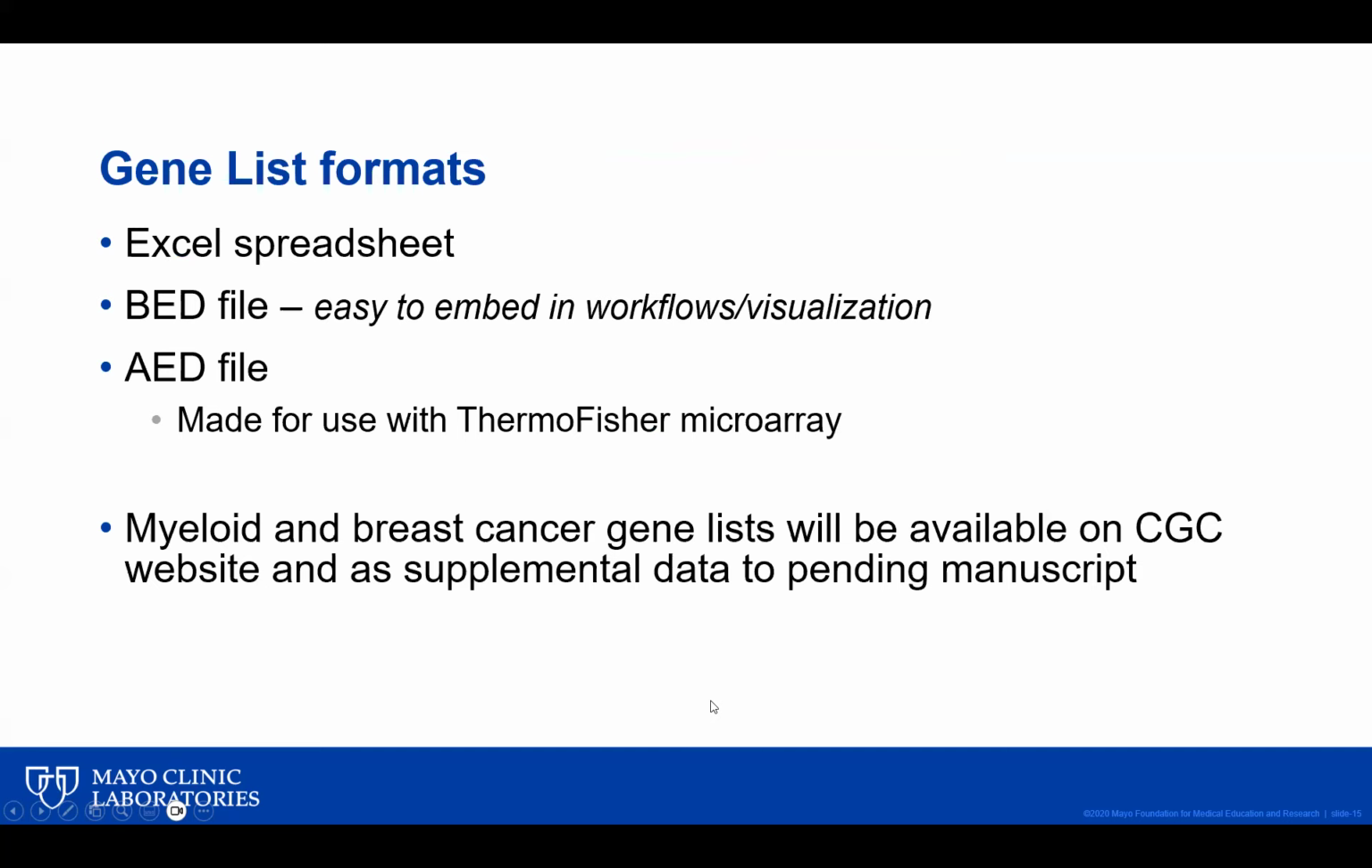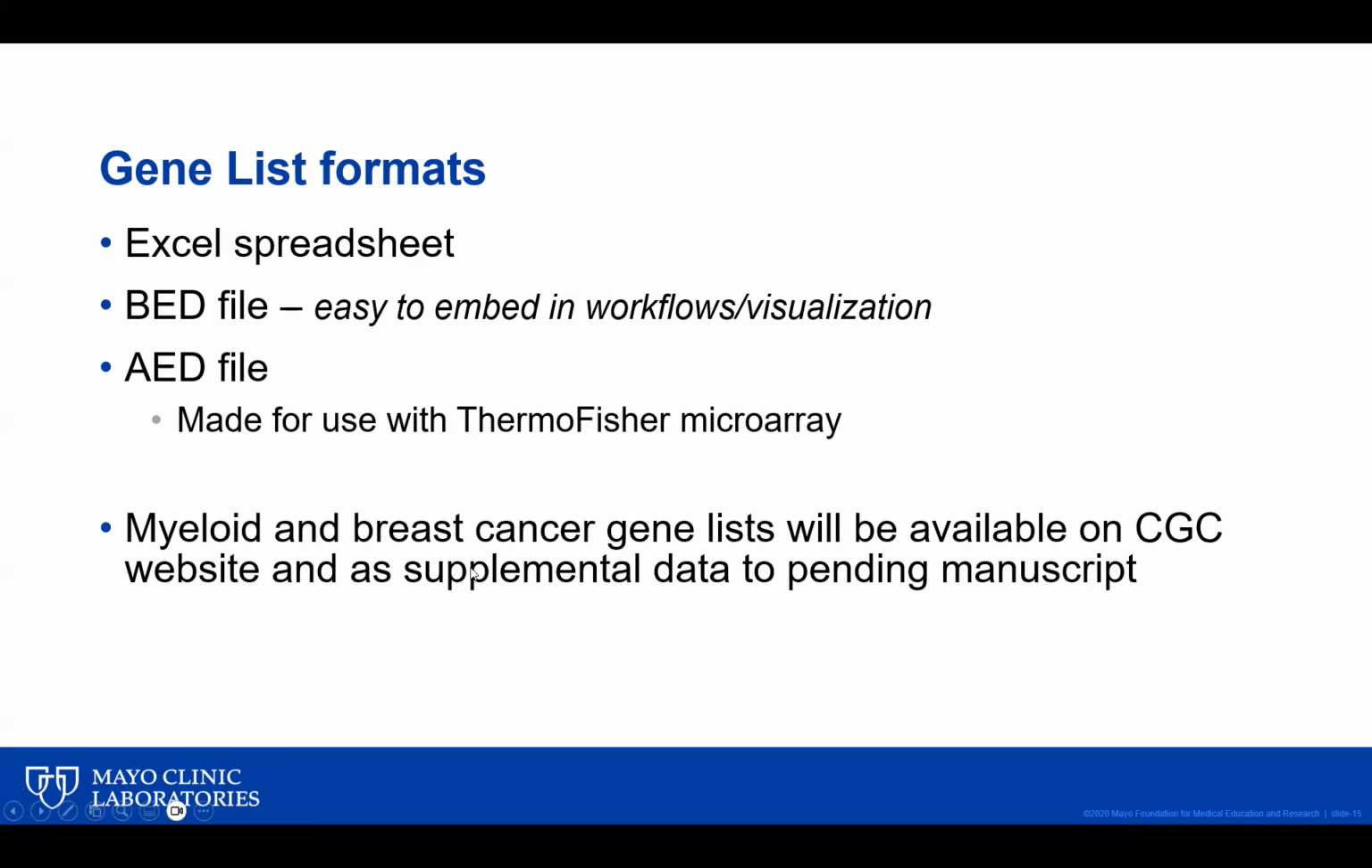So when the gene list was completed, we have a couple different formats that this is organized into. We have the Excel spreadsheet that has the full information, full comment, everything. Also, we've provided bed files and AED files for the CGC gene lists. The bed files are really easy to embed into different workflows and visualization. And the AED file is specific for the Thermo Fisher, previously Affymetrix, microarrays.